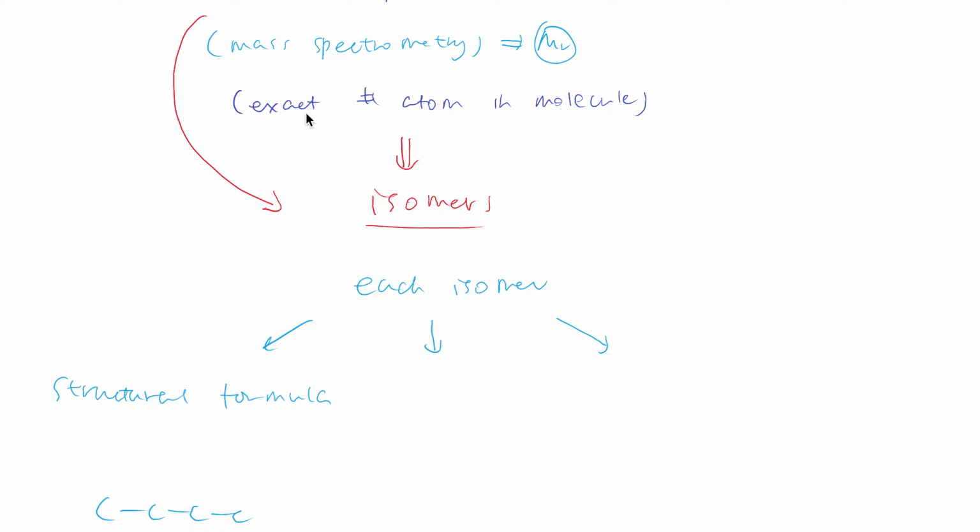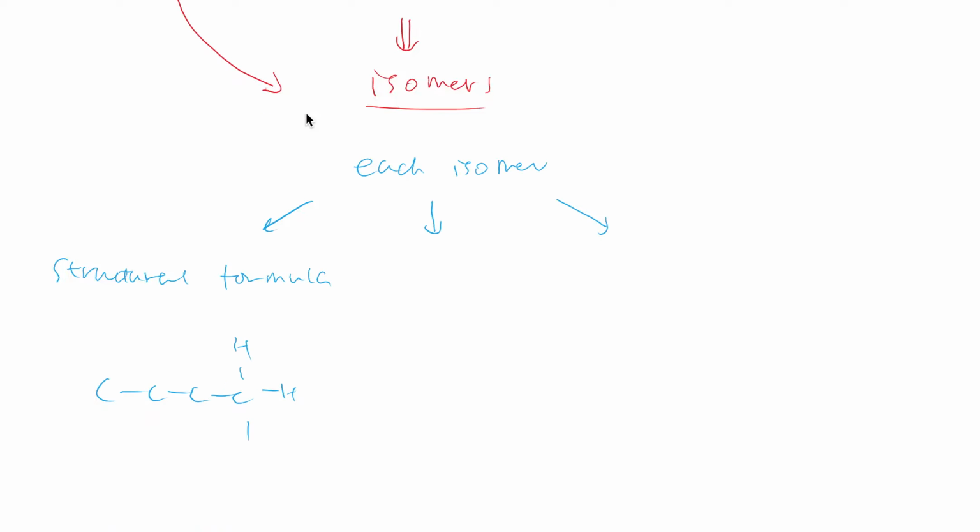So for example, we have butane, C4H10. That's one example of a structural formula. And then we can also have the condensed formula.